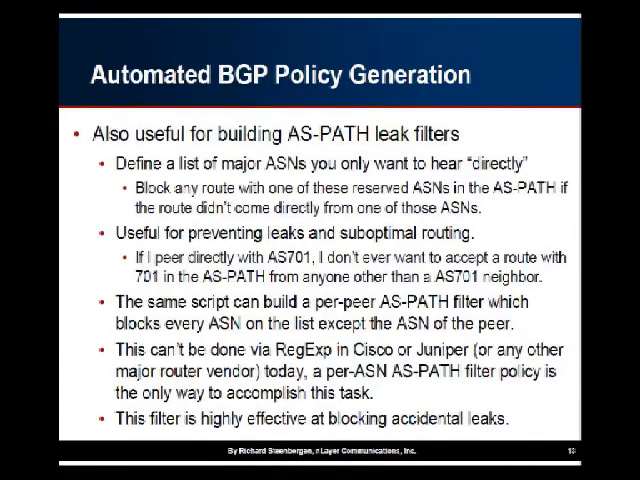So the only way to do this is to do it in script where you generate an AS path filter for every peer, and you basically put the entire list except the neighbor. So in this example, if I peer directly with AS 701, I'm going to build a filter so that for any neighbor other than 701, I'm not going to accept anything with 701 in the path.